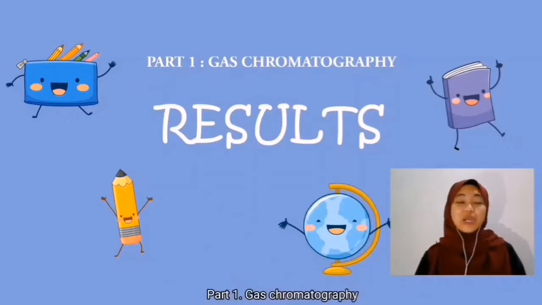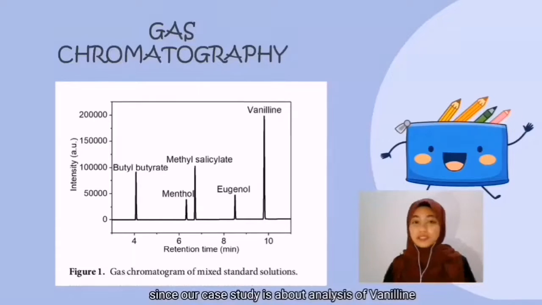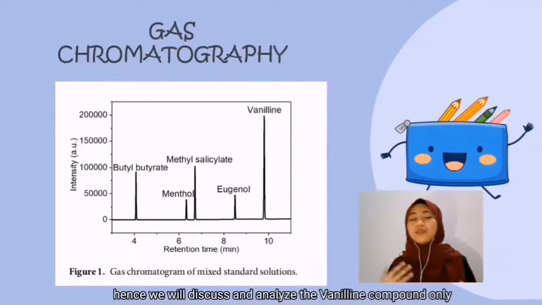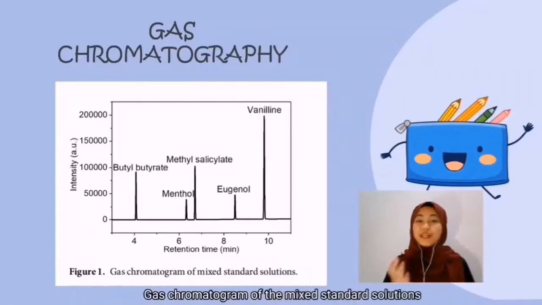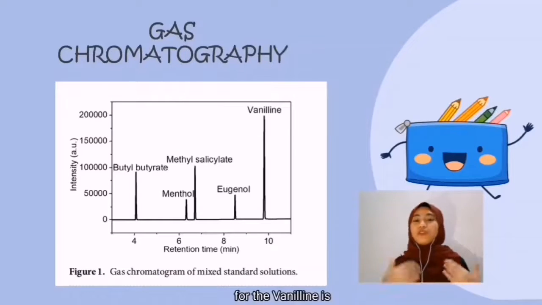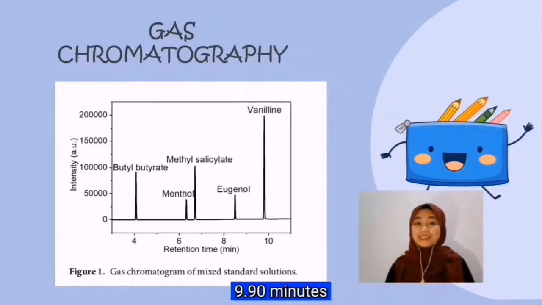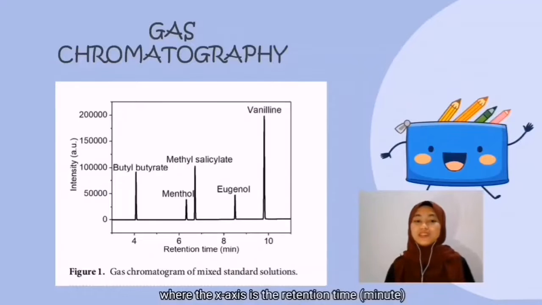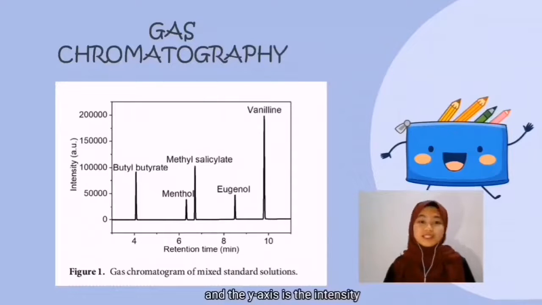Part 1. Gas chromatography. Since our case study is about analysis of vanillin, hence we will discuss and analyze the vanillin compound only. From figure 1, the gas chromatogram of the mixed standard solutions, the retention time obtained for the vanillin is 9.90 minutes, where the x-axis is the retention time and the y-axis is the intensity. Okay, next.